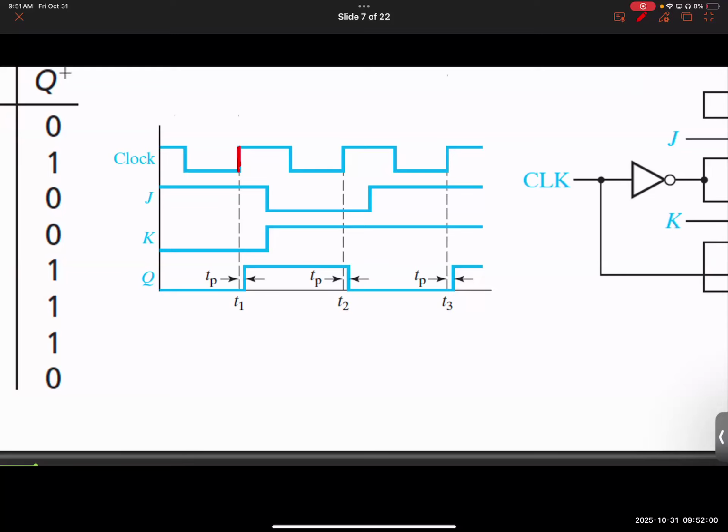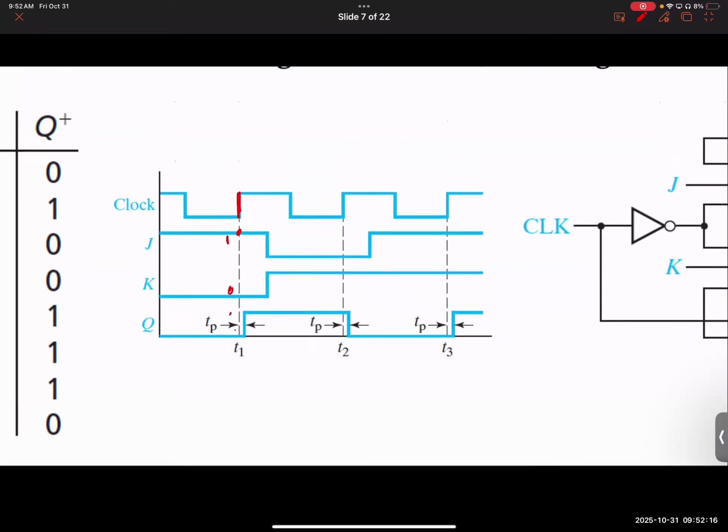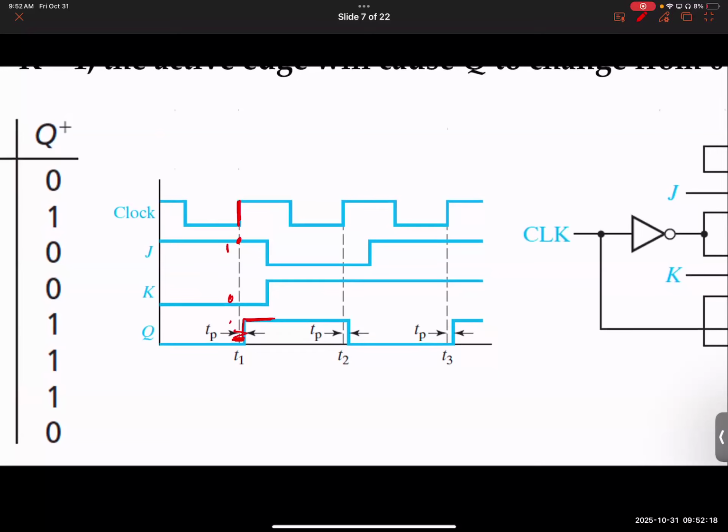And remember, without the edge, you don't even care whatever the J and K is. You don't care about any other values, only at the edges. So let's see. At the edge, your J signal is 1 and K is 0. J is like set. So what do you do to the output, folks? You set it to 1.